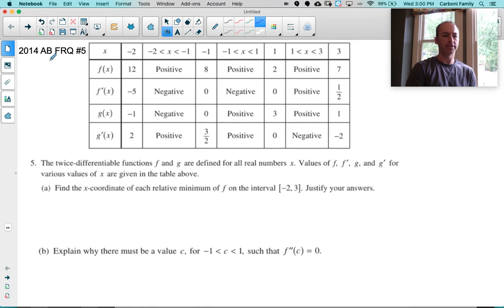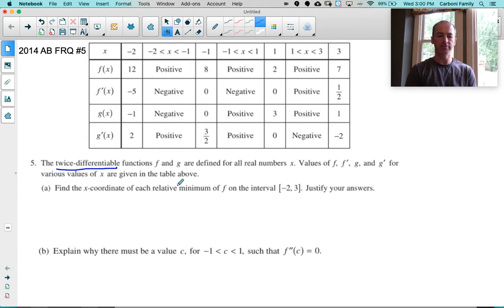Looking at the 2014 AP Calculus exam, number 5, we have a table of values for f and g. They do tell you that both are twice differentiable, which is important. It means theorems can be used. First, find the x-coordinate of each relative minimum of f on the interval -2 to 3.